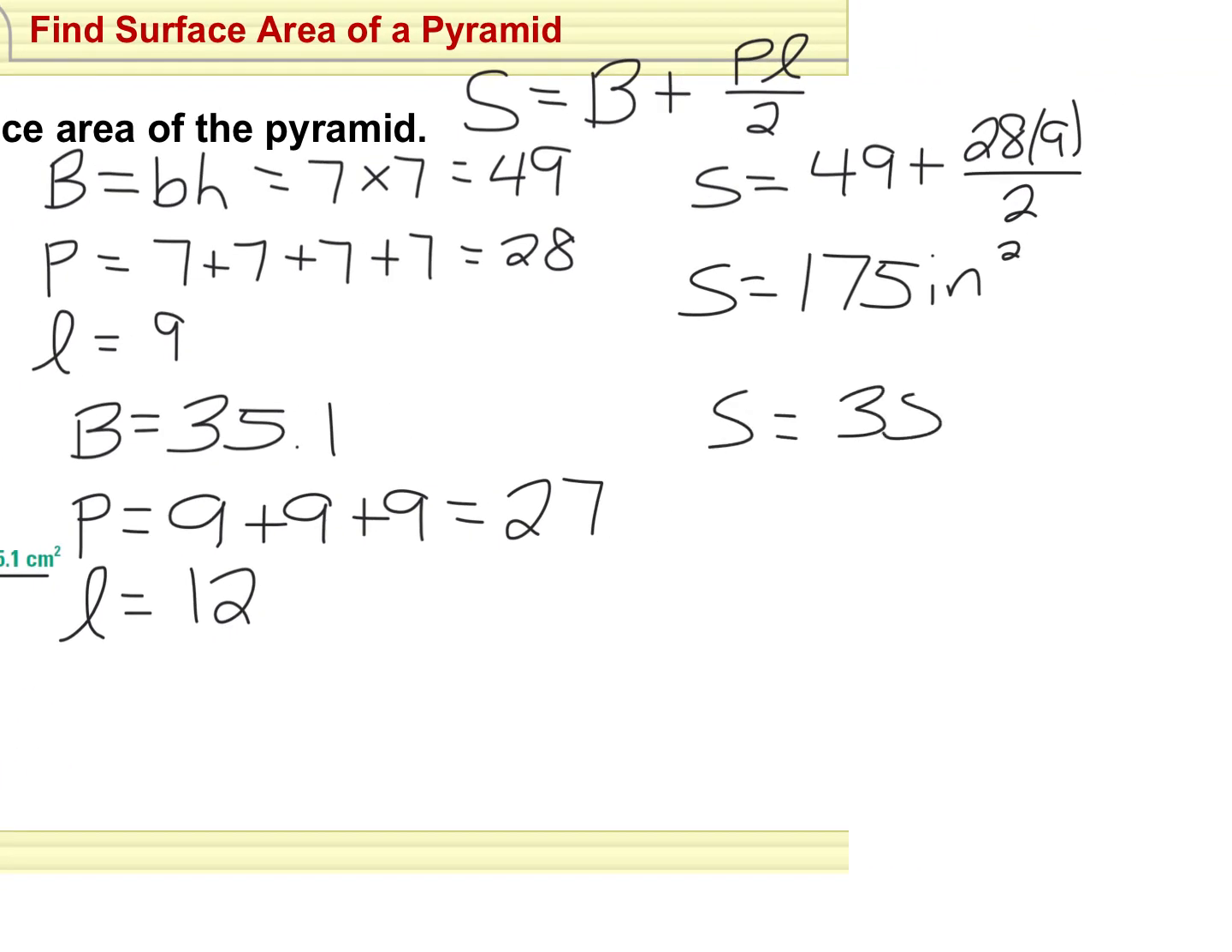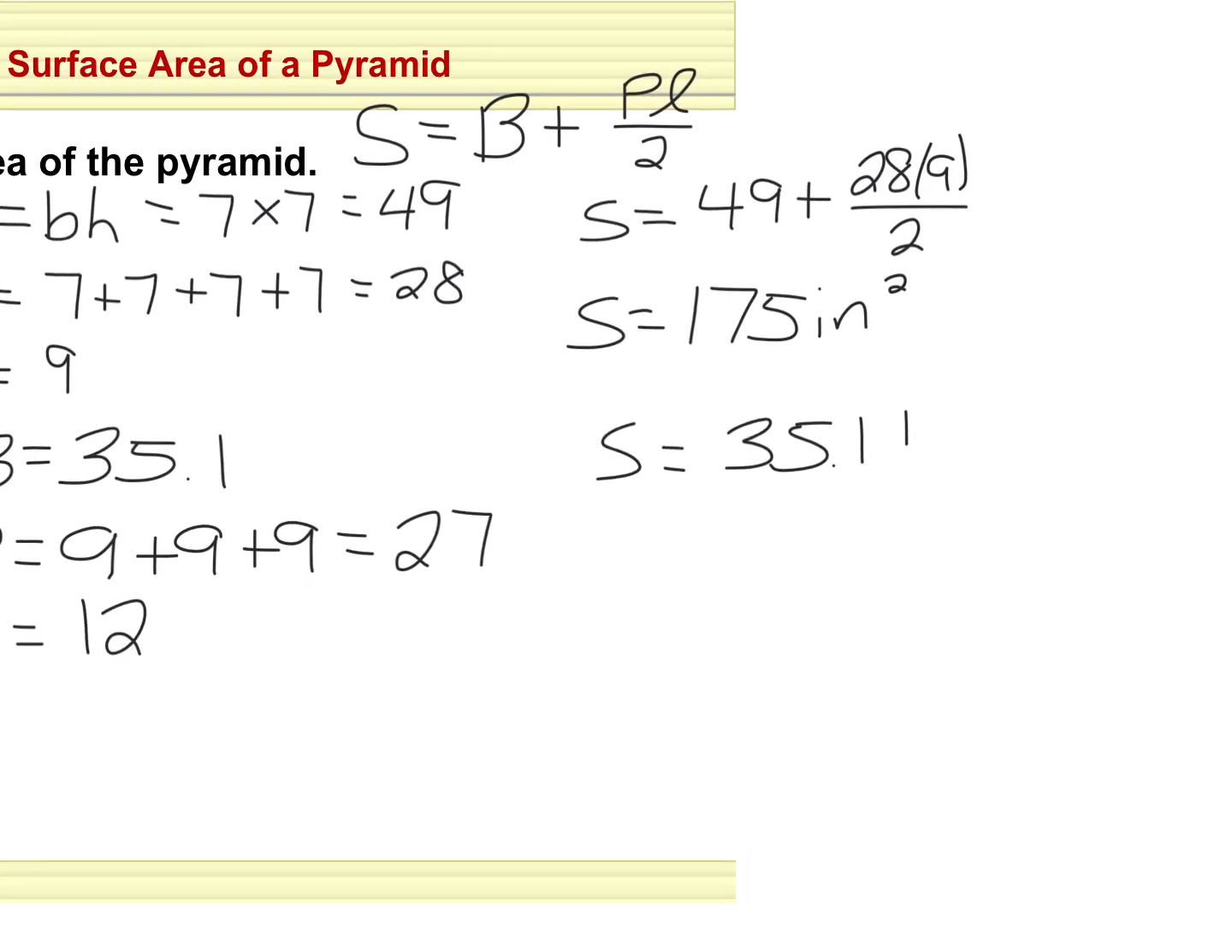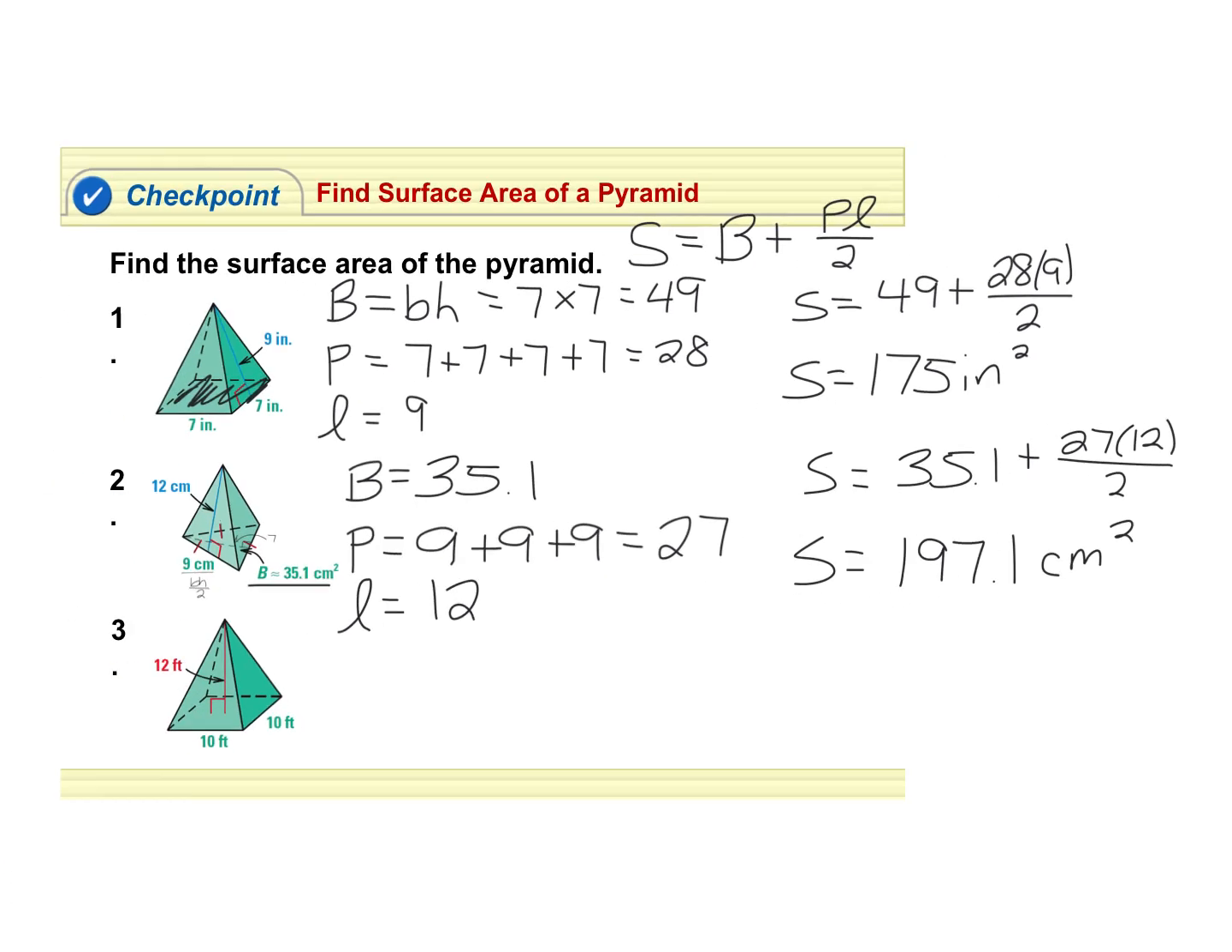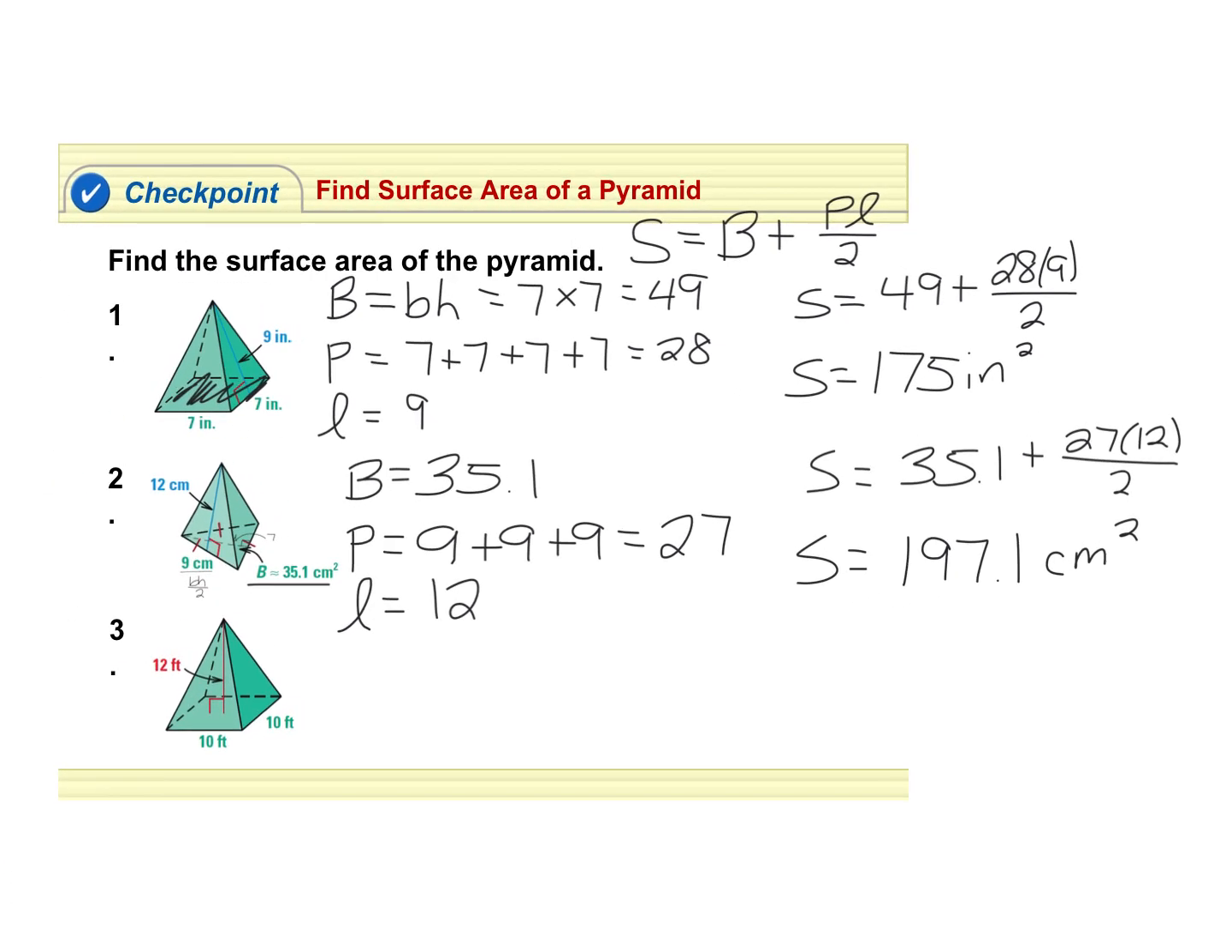We had 35.1 plus 27 times 12 divided by 2. Plug this in your calculator. What goes first? 27 times. Yep. Then what? Divided by 2. Then what? Yep. Add 35.1. What'd you get? 197.1 centimeters squared. Nice job. Any questions on surface area of pyramids? Okay, the only new thing we added today was what? That slant height. Yep. All right.